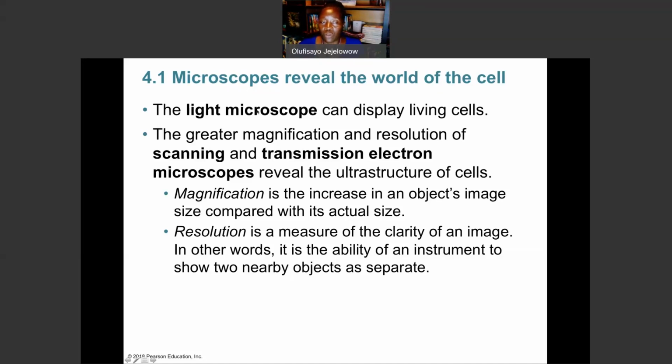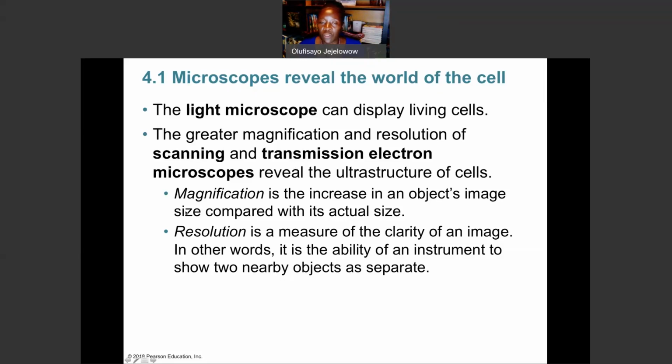Following the light microscope, which uses a beam of light to magnify the image, there is the electron microscope, which uses a beam of electrons to magnify and resolve cells and organelles inside cells. So the advent of the scanning and transmission electron microscope has helped us to reveal even more detailed structure of the cell, which we now call the ultrastructure of cells.